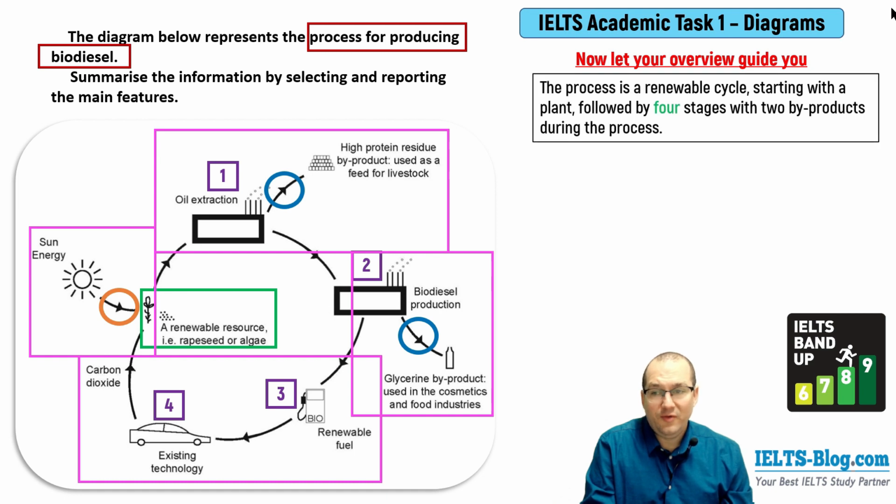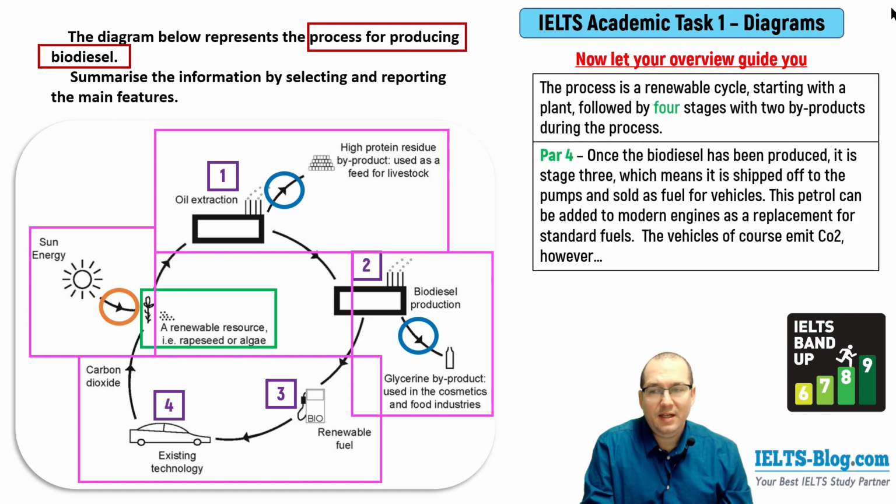Okay, and again, we're focusing on the 4 stages. This one I wrote a little bit more. Once the biodiesel has been produced, it is stage 3, which means it is shipped off to the pumps and sold as fuel for vehicles. This petrol can be added to modern engines as a replacement for standard fuels. I wanted to add that because stage 4, it's not very clear. They just say existing technology, but you can assume that you don't need a special car for this. So that's why I mentioned that.